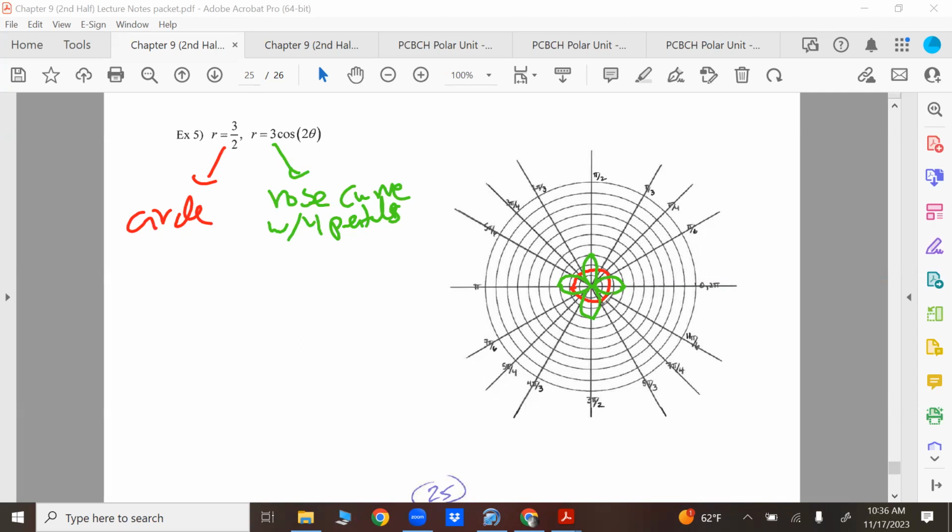How many points of intersection do you guys see right now? Totally 8. Yeah, we do see 8. Yeah, we see 8 for sure. Yeah, totally. Okay. Now let's do the algebraic stuff.